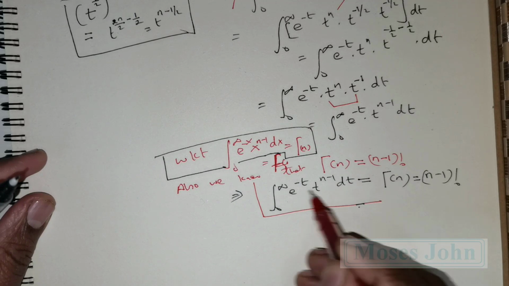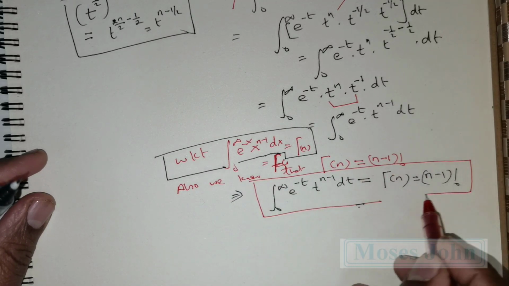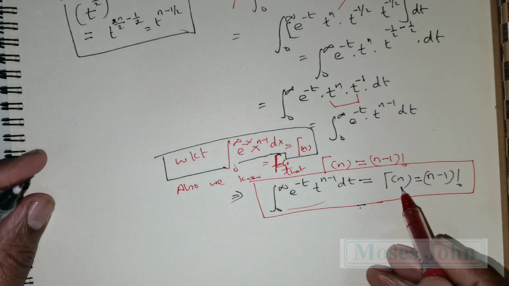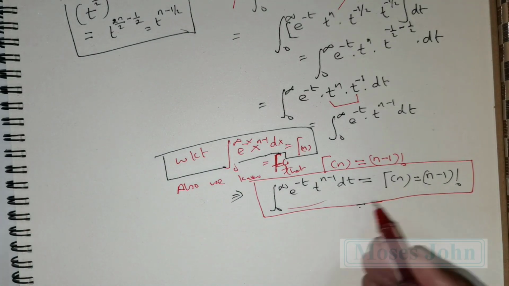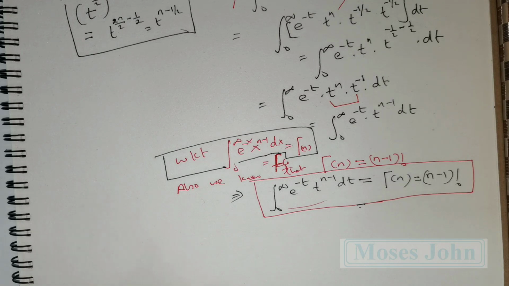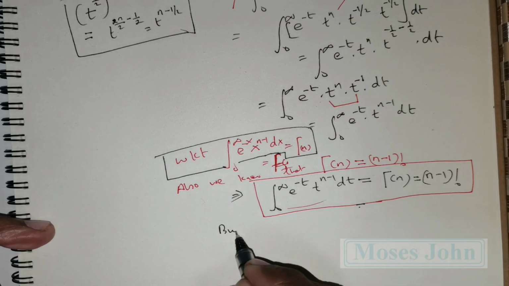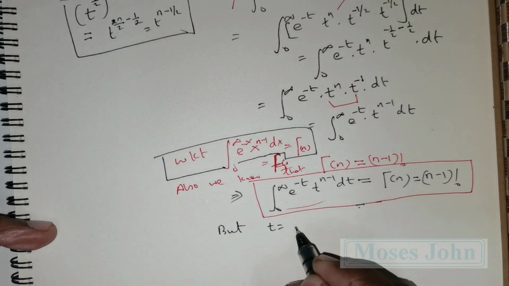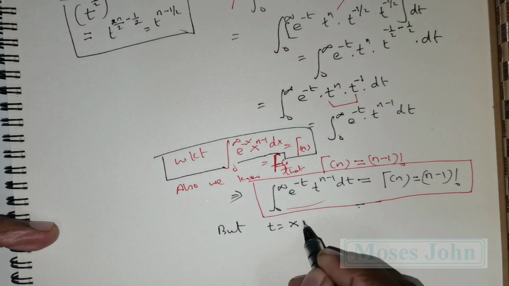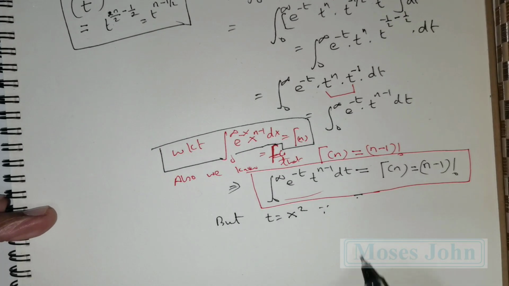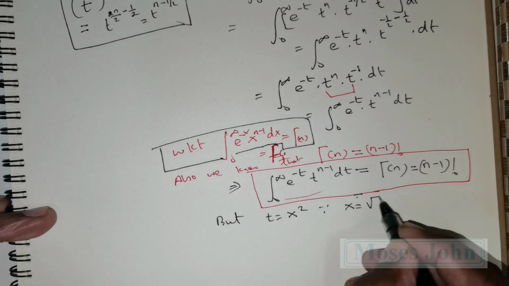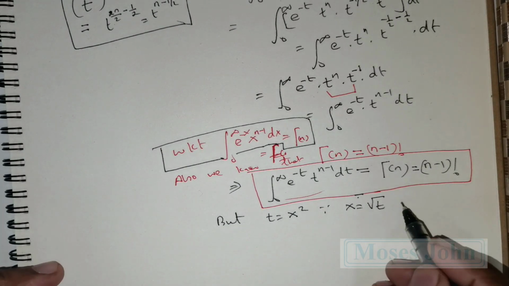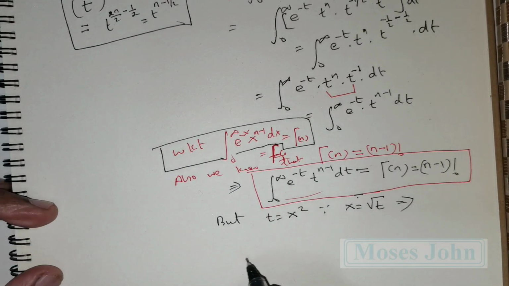They can ask the question like this: show that this is equal to gamma of n, or show that this is equal to n minus 1 factorial. But you have to substitute back. We know that t is equal to x squared. Why? Because we took the substitution that x is equal to root of t. So this implies, substitute the values.